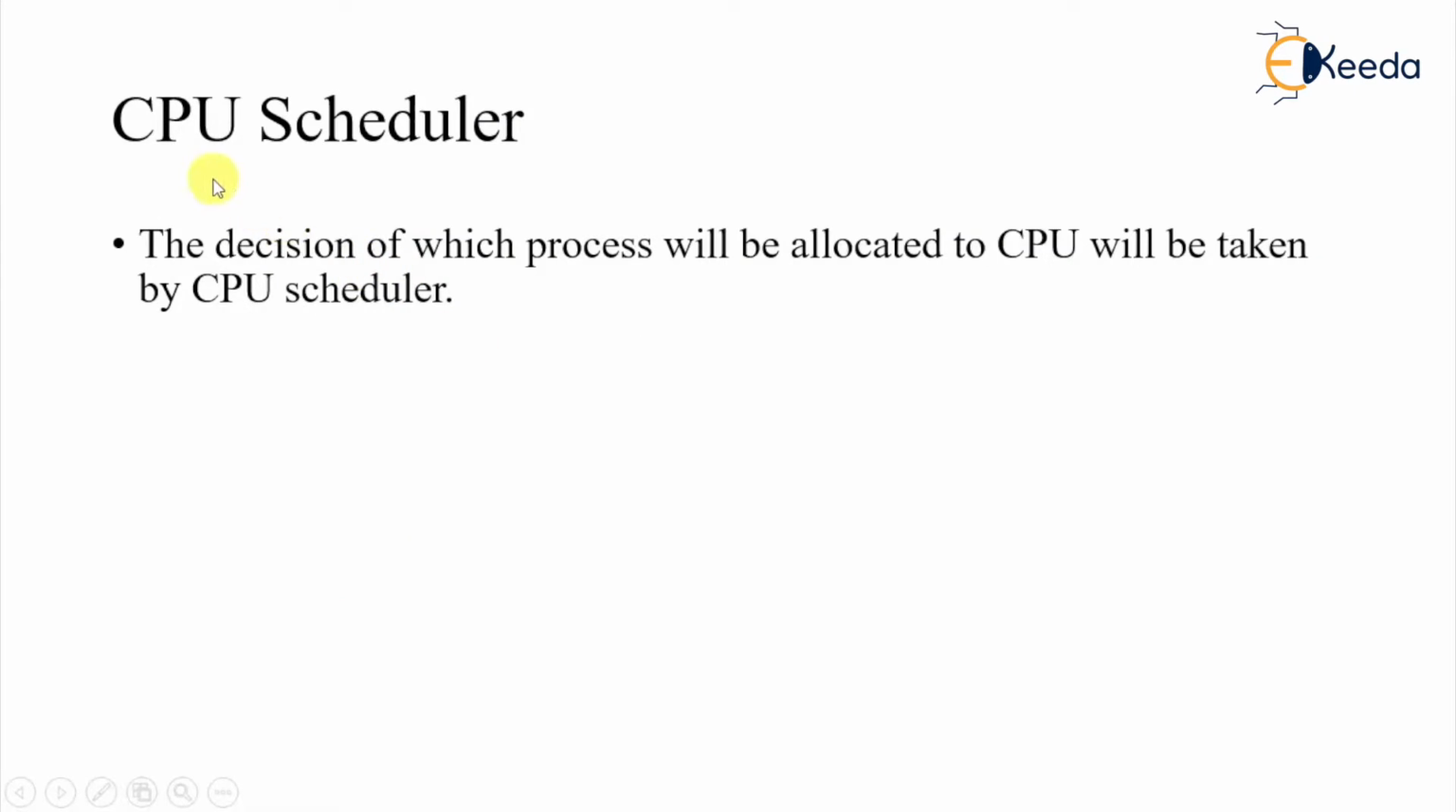Welcome here, and we are talking about the CPU scheduler. The CPU scheduler is the process of deciding which process will be allocated the CPU. So the decision of which process is allocated the CPU will be taken by the CPU scheduler.